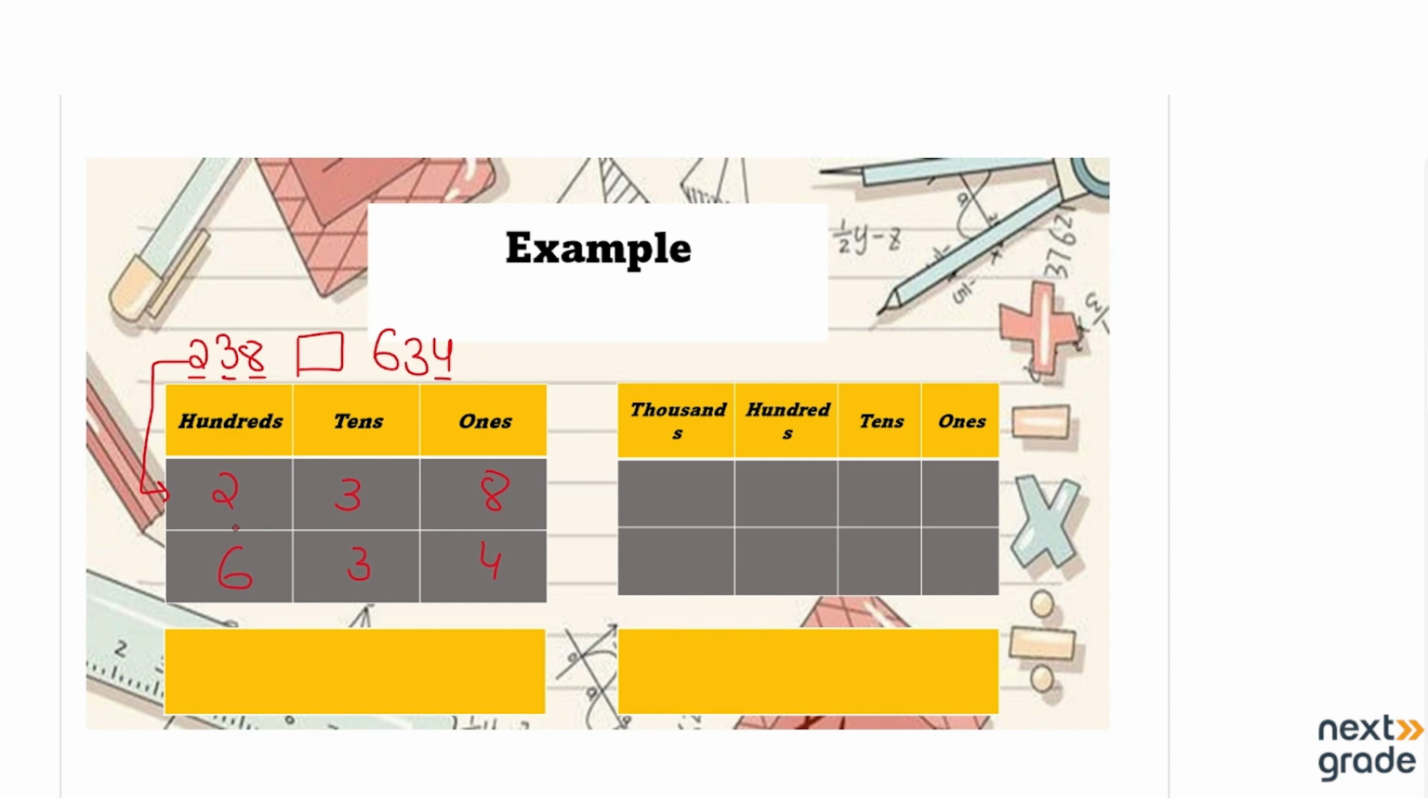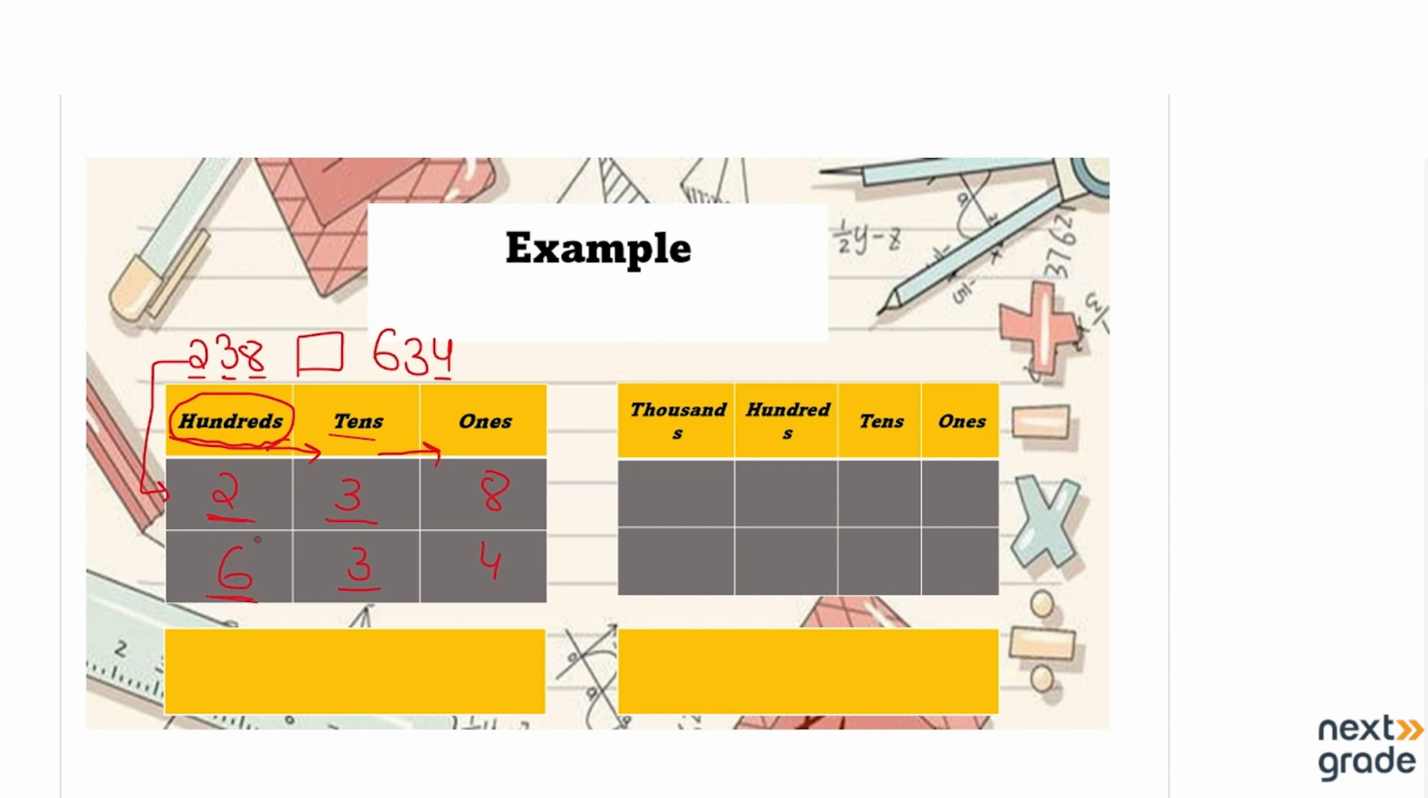Now when we are comparing the numbers, we should keep in mind that we compare the numbers in the biggest place value first. If those two numbers are equal to each other, then we move to the next place, that is tens. If those numbers are also equal, like in this case 3 and 3 are equal, then we move on to the ones and compare the ones. But in this example, you can see that in hundreds itself we find the difference, that 2 is smaller than 6.